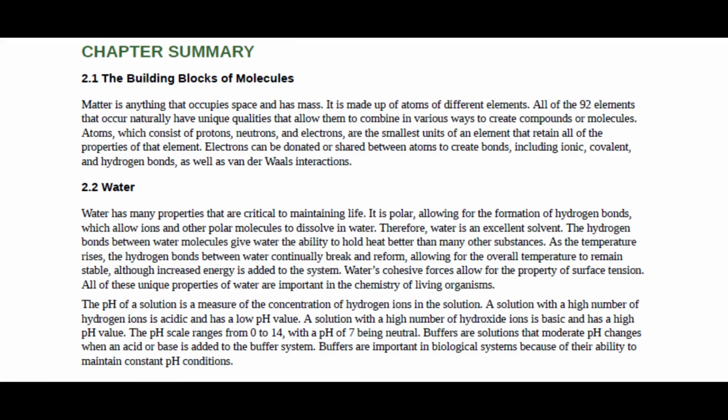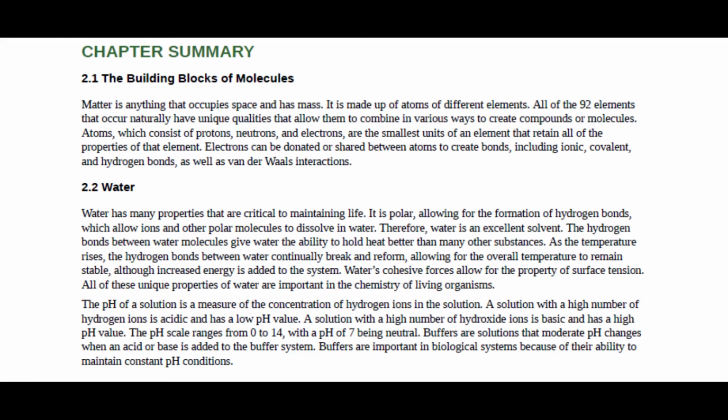Chapter Summary. In Section 2.1, the building blocks of molecules. Matter is anything that occupies space and has mass. It is made up of atoms of different elements. All of the 92 elements that occur naturally have unique qualities that allow them to combine in various ways to create compounds or molecules. Atoms, which consist of protons, neutrons, and electrons, are the smallest units of an element that retain all of the properties of that element.